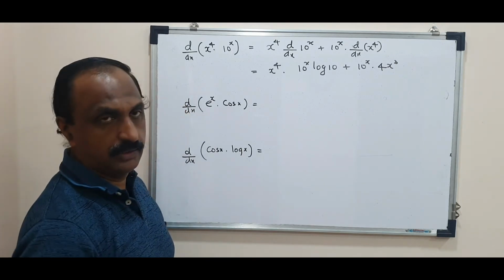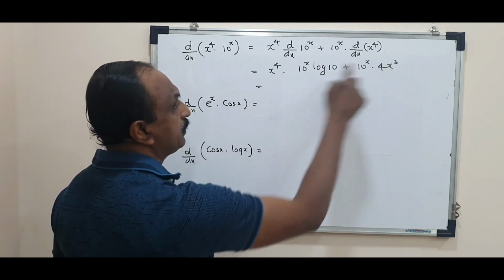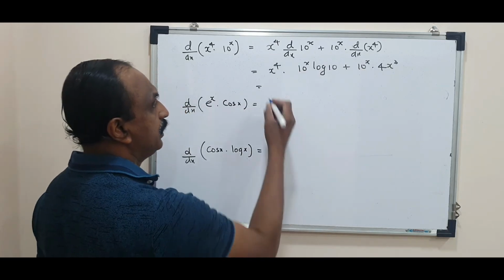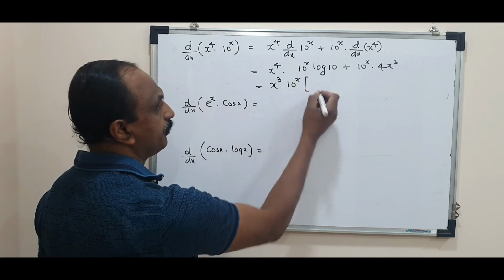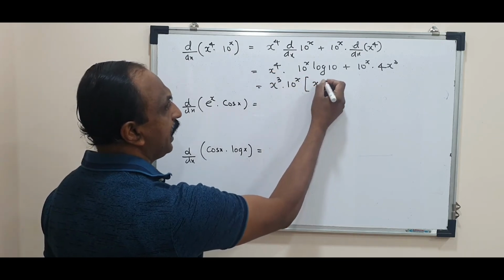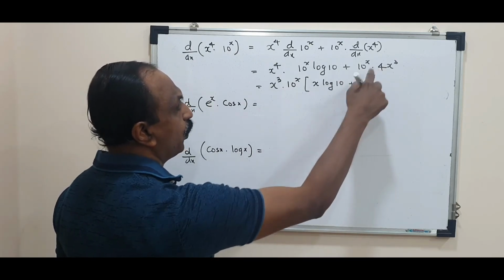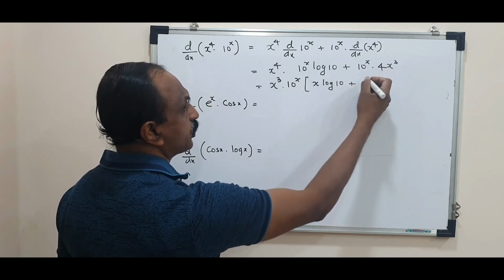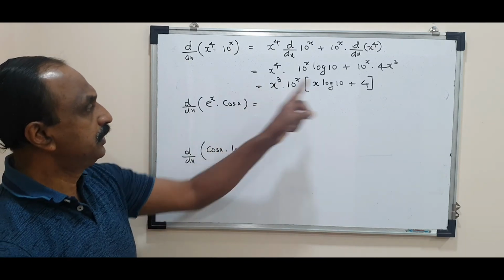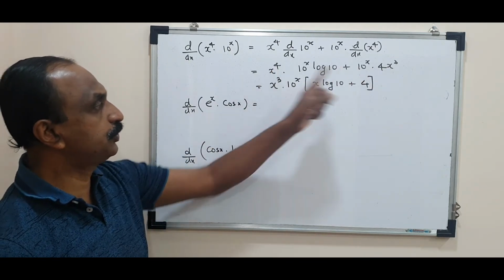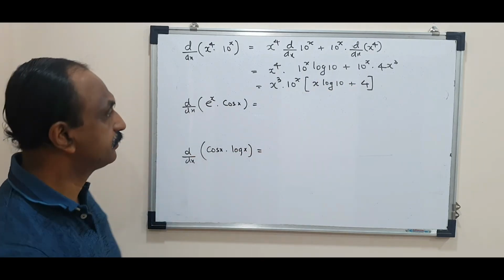To make the problem look good, you can take x cube common, and you can take 10 raised to x common. So I am writing x cube into 10 raised to x common. 1x will remain, x log 10. 10 raised to x is common, 4 is remaining, x cube is gone. So this is your answer. x cube is taken common between the two, 10 raised to x is taken common. What is remaining in the bracket?